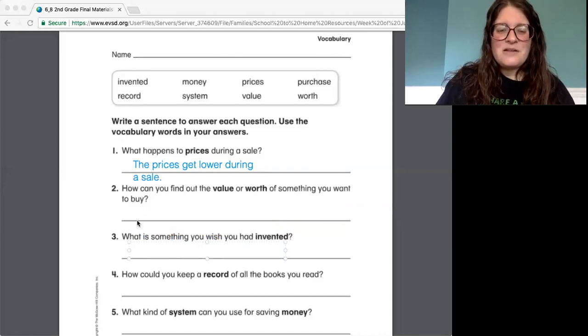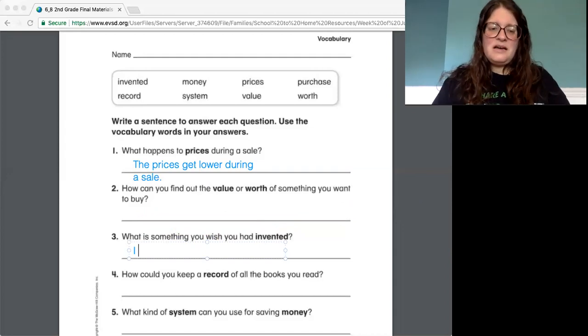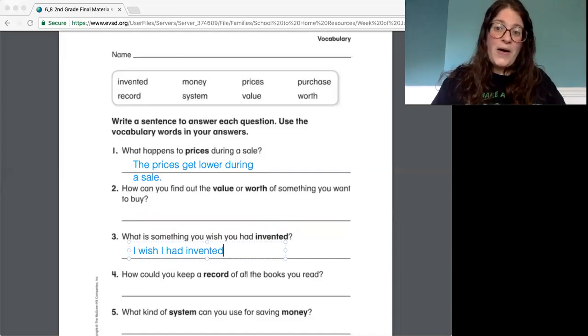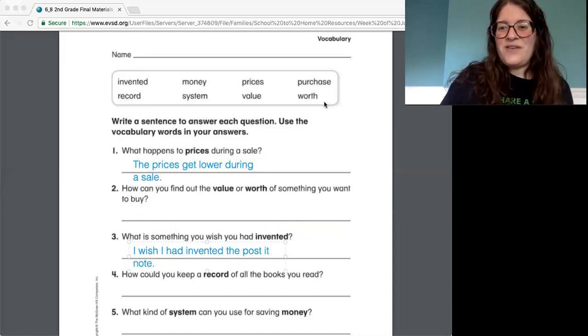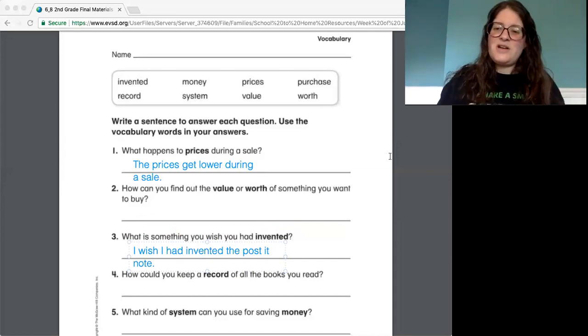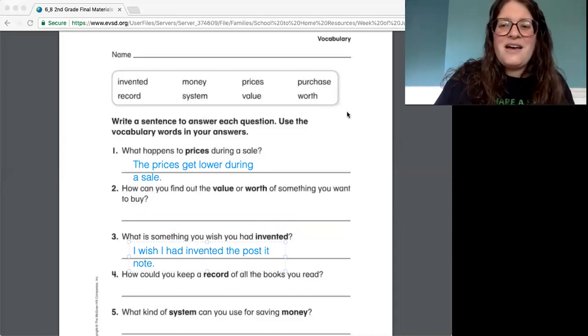Last one I'll do together, then we'll move on. What is something you wish you had invented? I wish I had invented. What's something you want to do? I would say maybe the post-it note. Wouldn't that be a cool invention? You would make millions and millions of dollars if you came up with a very helpful invention.